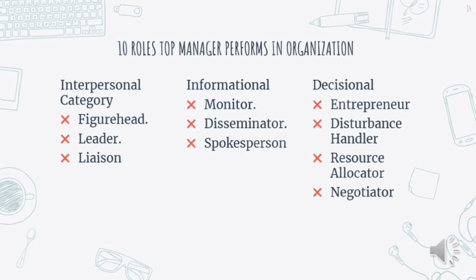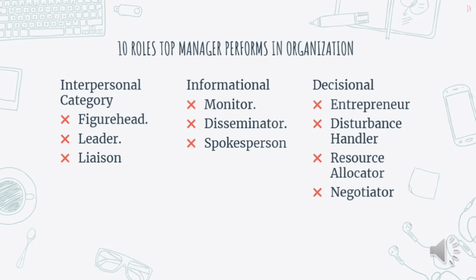Number 2, disseminator. This is where managers communicate potentially useful information to their colleagues and their team. Number 3, spokesperson. Managers represent and speak for their organization. In this role, managers are responsible for transmitting information about their organization and its goals to the people outside it.